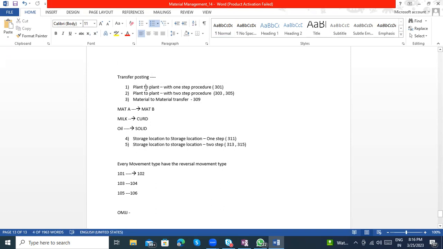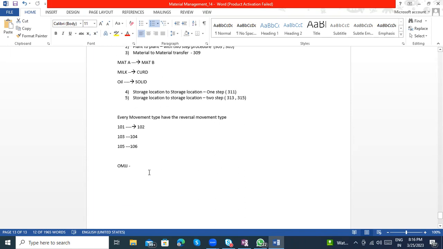So if one storage location belongs to plant A, and another belongs to plant B, then you can go with the transfer posting, or you can go to inter-STO. What is the difference between plant to plant transfer posting, that is 301 movement type, and stock transfer order?